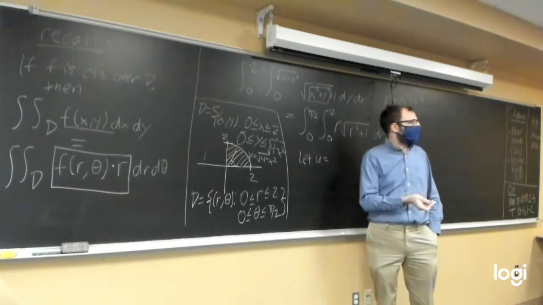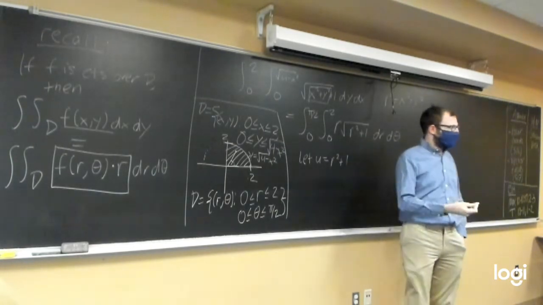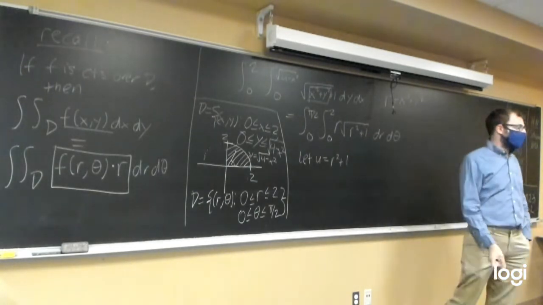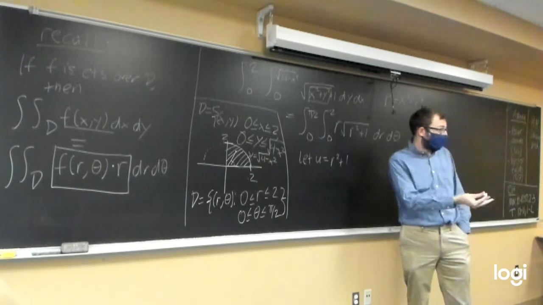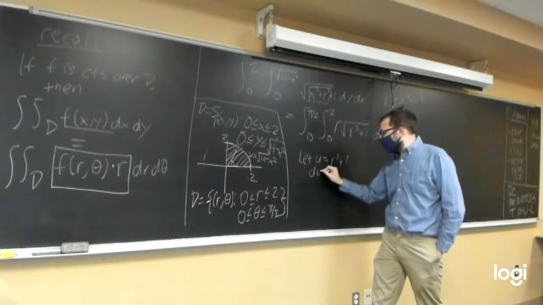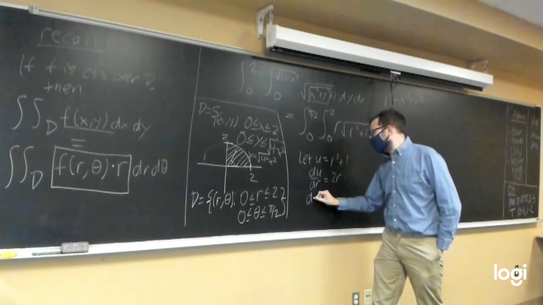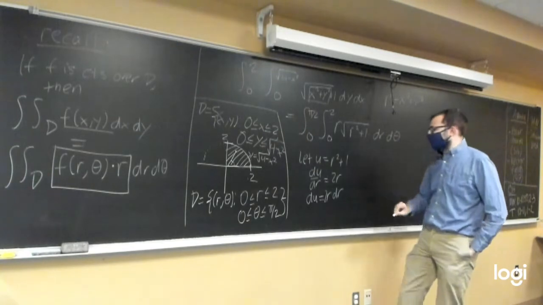I'm going to do one thing that'll make our life a little bit easier. I'm going to let u be r squared plus 1, just so everything inside the square root can be our u term. But then, yeah, I think this is going to work out nicely. If we take our du dr, we'll get 2r, which means du is going to give us a 2r dr.